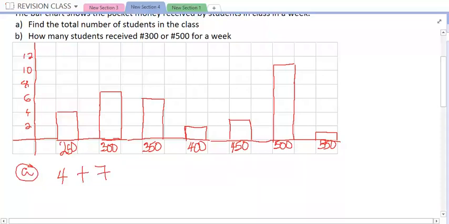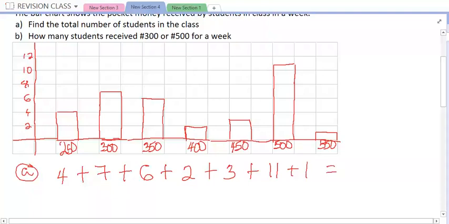How many students received 350? That is 6. How many students received 400? That is 2. How many students received 450? That is 3. How many students received 500? That is 11. How many students received 550? That is 1. So let's add them up.